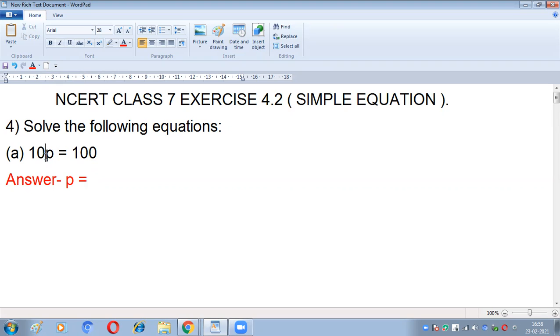Here we can write 10 multiplied by p. That means 10 has a multiplication sign, and when this 10 moves to the right hand side, it will carry a divide sign. So it becomes 100 upon 10.